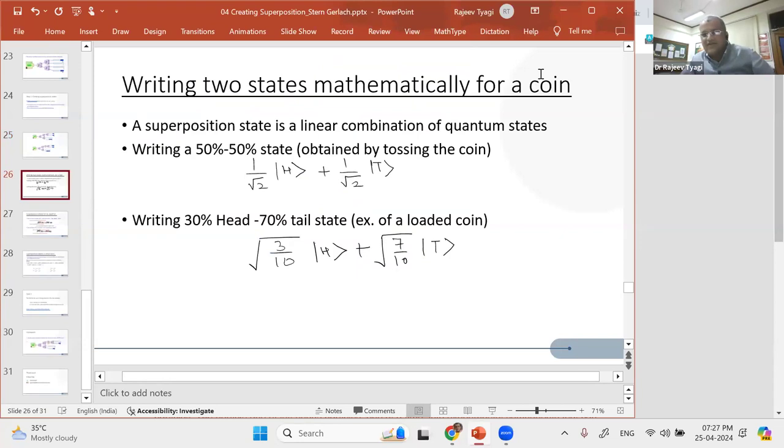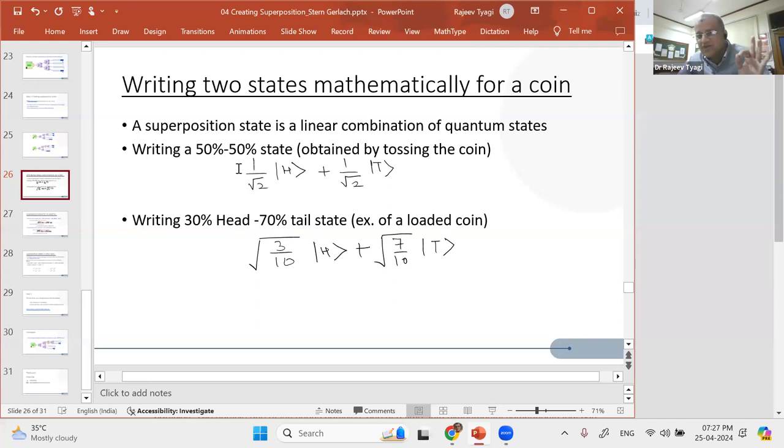Two states mathematically, for a coin. Coin has head and tail. So if it is a fair coin, 50-50% chance, you write it like this: the head state, you write something here, and some part of it is tail state. These numbers are chosen in such a way that if you square this number, what do you get?